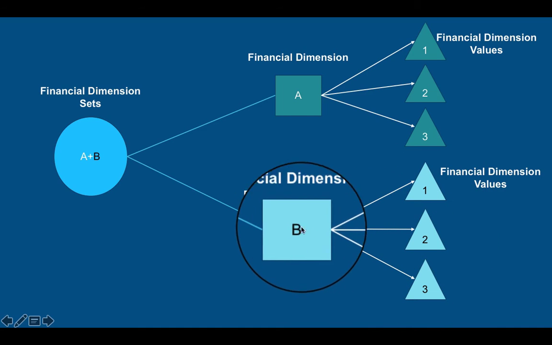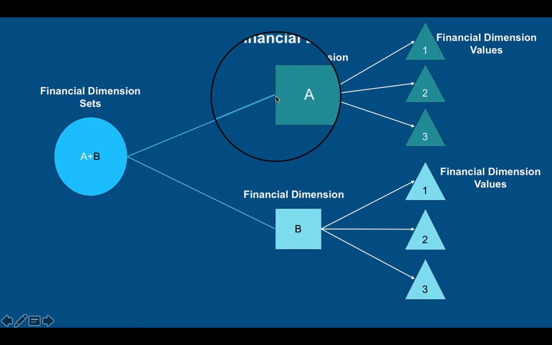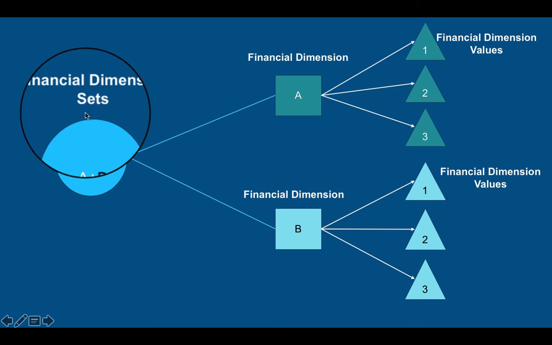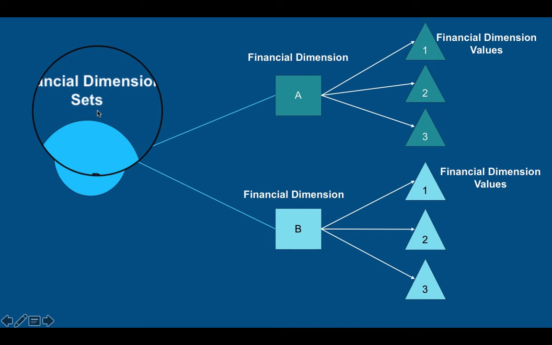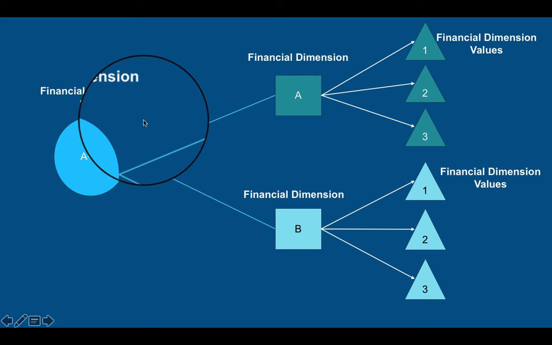A financial dimension set is just a combination of one, two or more financial dimensions. Financial dimension sets are used majorly in reporting, especially in trial balance, where you have to run report transactions. You see transactions that are posted based on the financial dimension sets that are configured in your system.